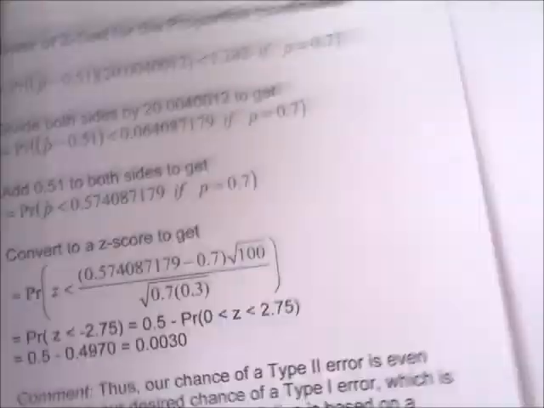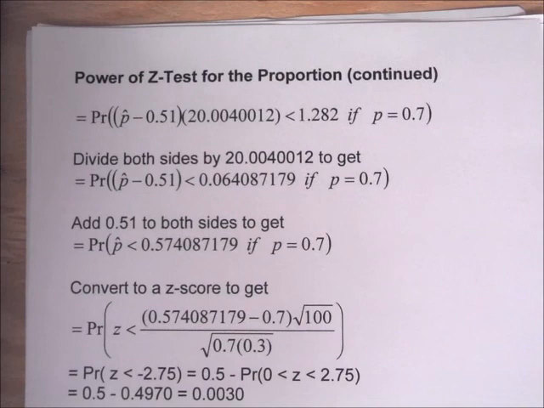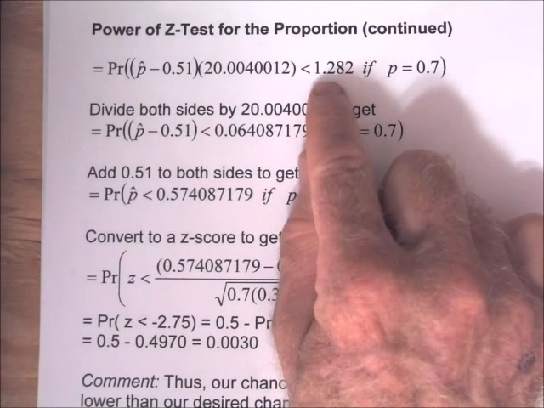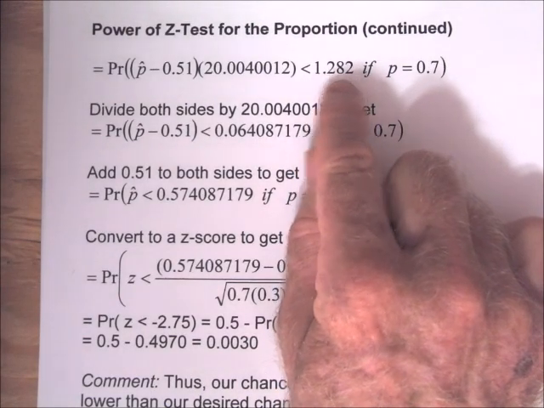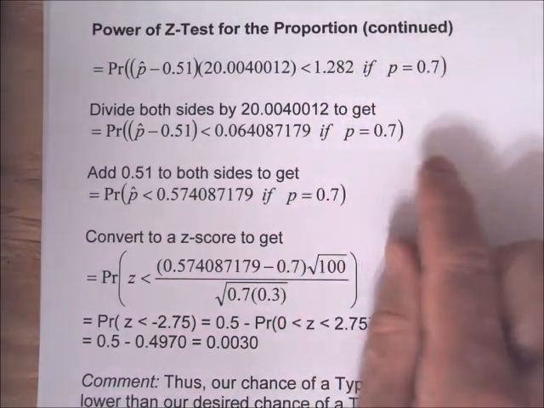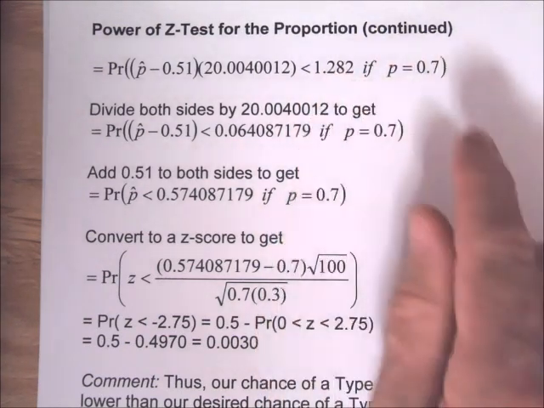Okay, so then we look up the number in the z table. It's 1.282. Our table doesn't carry to the thousandth position. It's actually between 1.28 and 1.29, but I was guesstimating 1.282. Probably 1.28 would be good enough.